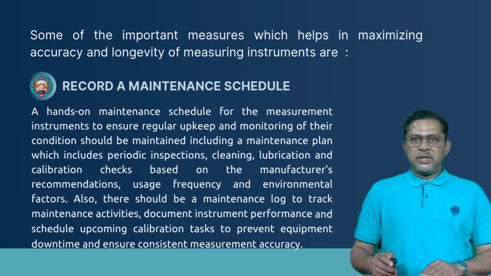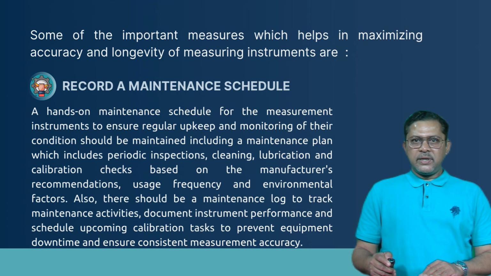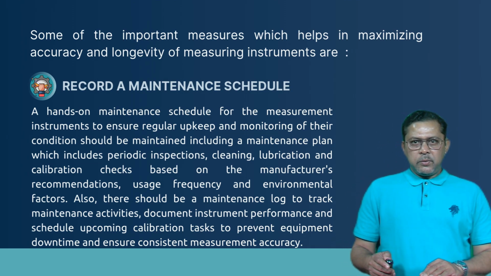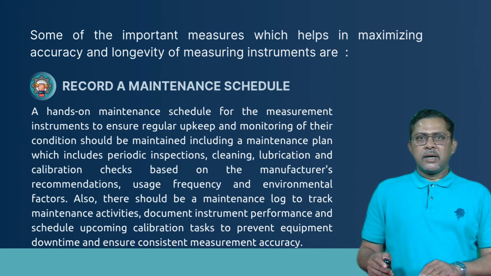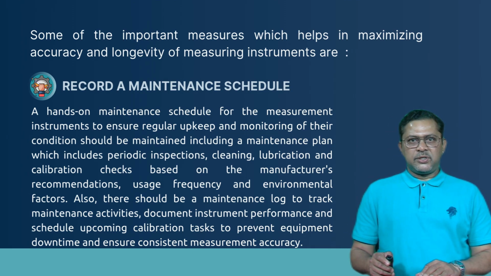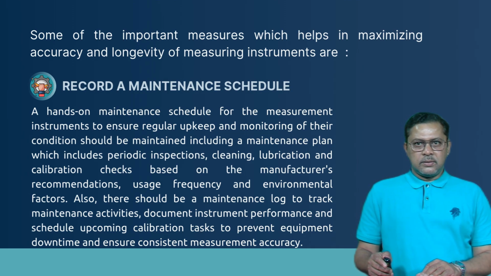Some of the important measures which help in maximizing accuracy and longevity of measuring instruments are: number 1, record a maintenance schedule. A hands-on maintenance schedule for the measurement instruments to ensure regular upkeep and monitoring of their condition should be maintained, including a maintenance plan which includes periodic inspections, cleaning, lubrication, and calibration checks based on the manufacturer's recommendations, usage frequency, and environmental factors.